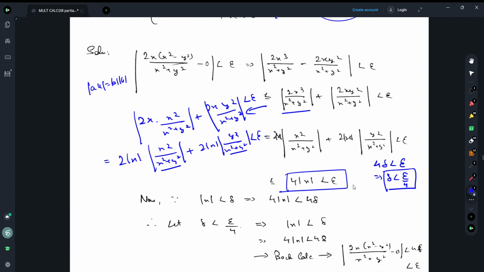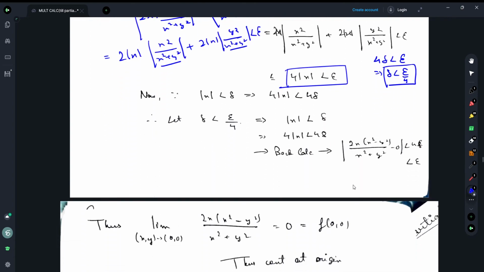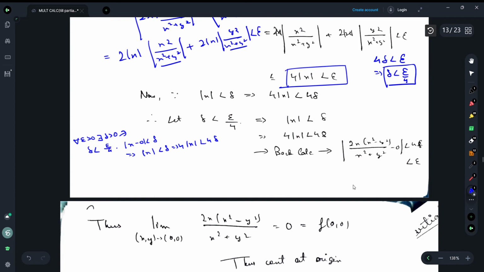So let's see. I hope you people have understood what the back calculation is. Now, if we take delta less than epsilon over 4, so for all epsilon greater than 0, there exists delta greater than 0 such that delta is less than epsilon over 4. Now, mod of x minus 0 less than delta implies mod of x is less than delta, which implies 4 times mod of x is less than 4 delta. Now 4 times mod of x is 2 times mod of x plus 2 times mod of x, which is less than 4 delta.